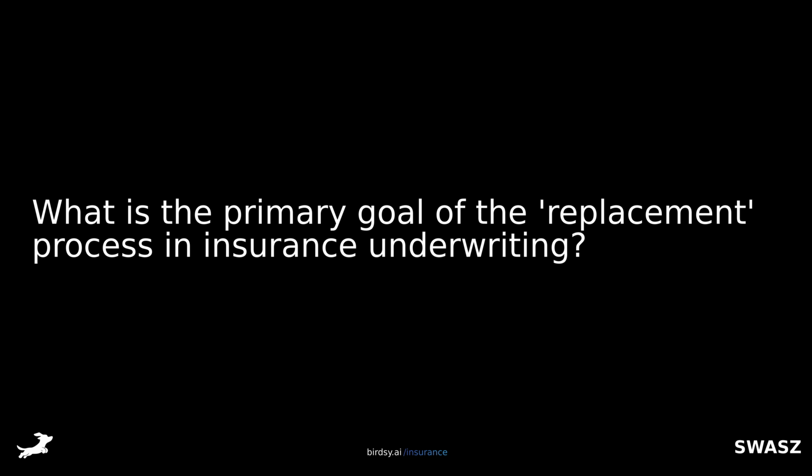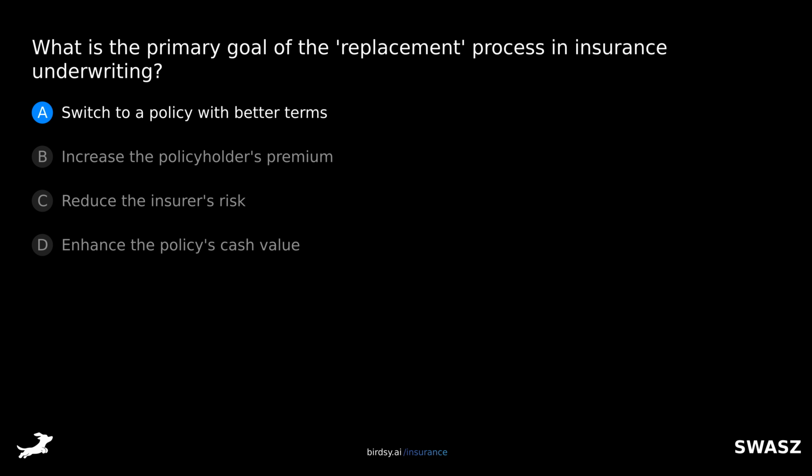What is the primary goal of the replacement process in insurance underwriting? Is it A, switch to a policy with better terms? B, increase the policyholder's premium? C, reduce the insurer's risk? Or D, enhance the policy's cash value? The answer is A, switch to a policy with better terms.